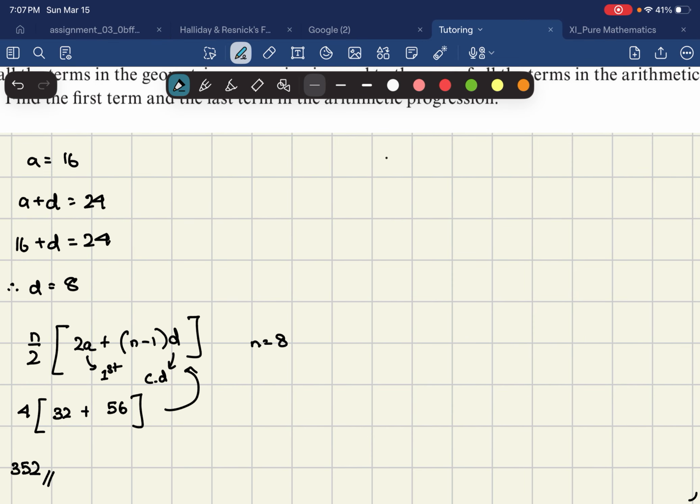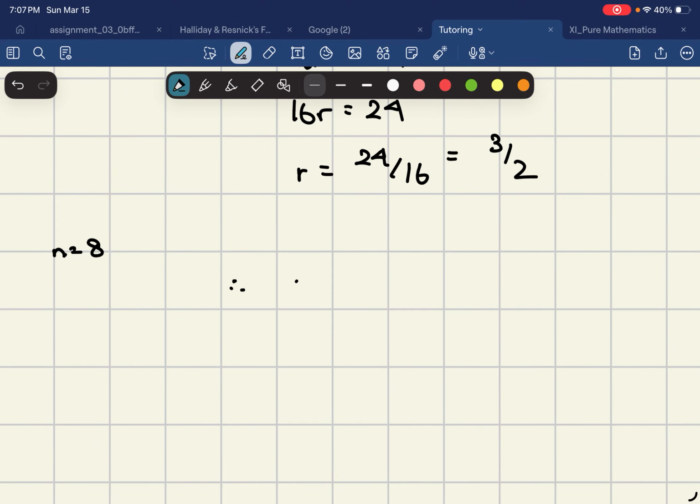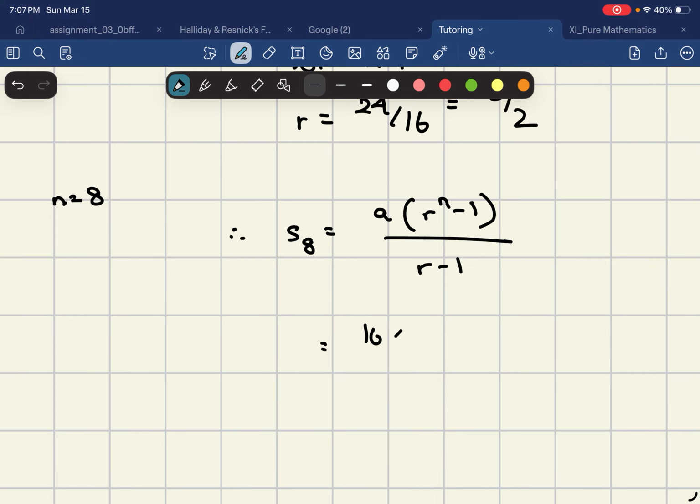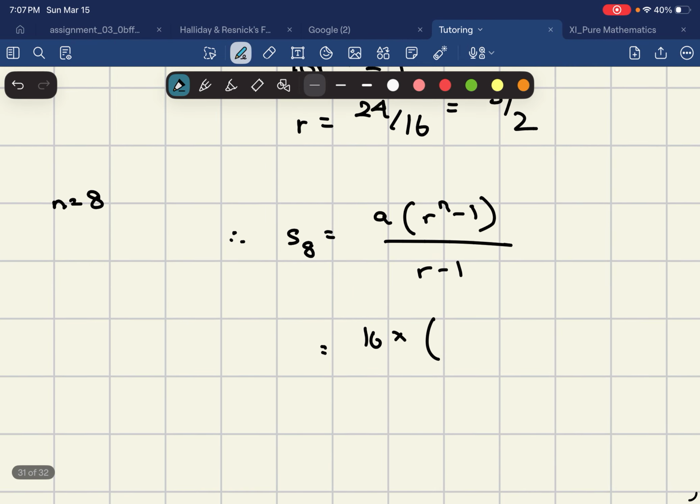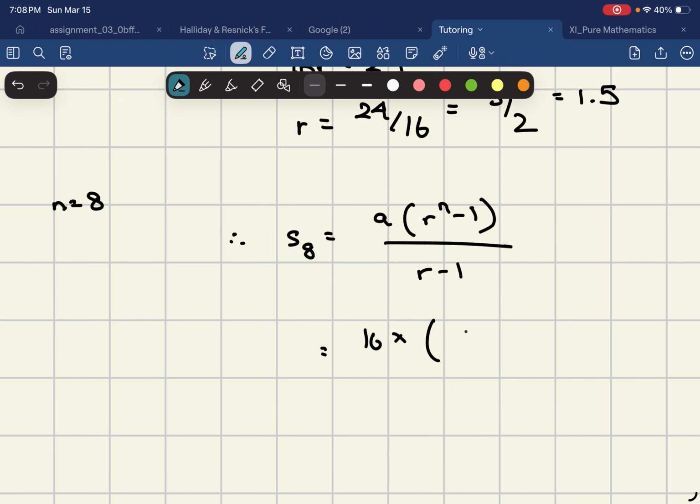All right, and part B, the series is geometric. So a is 16, r is 24. So 16 times r is equal to 24. r is equal to 24 by 16, and that is 3 by 2. And now if you want the sum of 8 terms, that is a times r to the power n minus 1, divided by r minus 1. So that is 16 times 1.5 to the power 8 minus 1, divided by 1.5 minus 1, which is just 0.5.